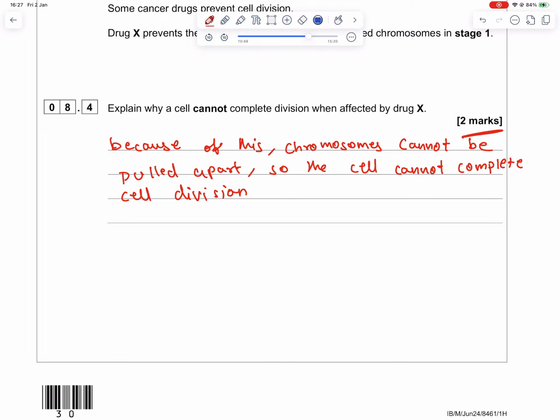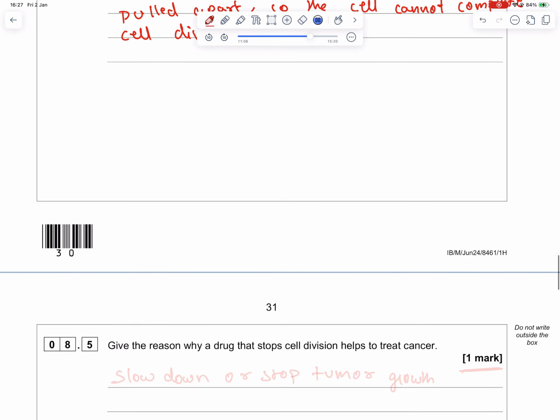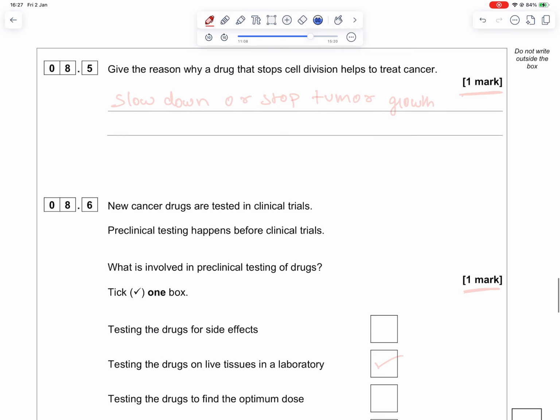Remember, the key phrase here for this question's answer is chromosomes are unable to separate because of the effect of drug X. Very well done. If you've gotten so far and gotten everything right, you're right on track. Let's move on to question 8.5. Give the reason why a drug that stops cell division helps to treat cancer. Now again, this is a one-marker question.